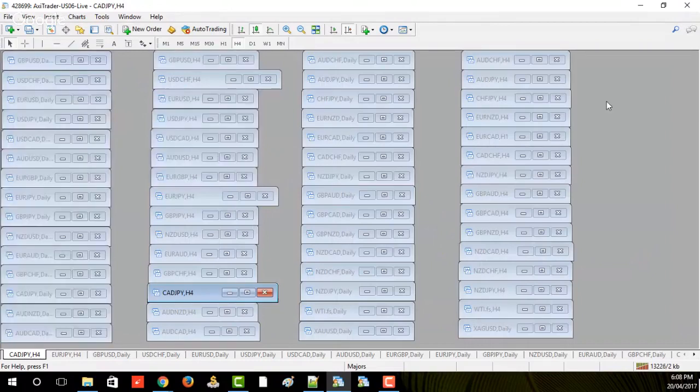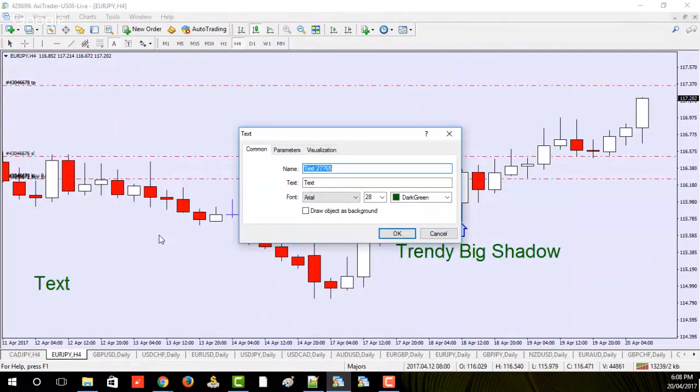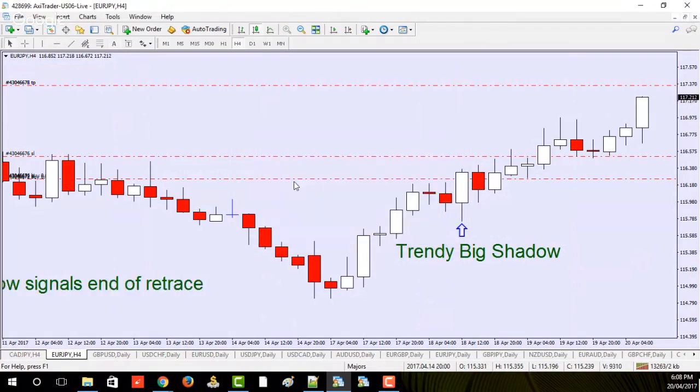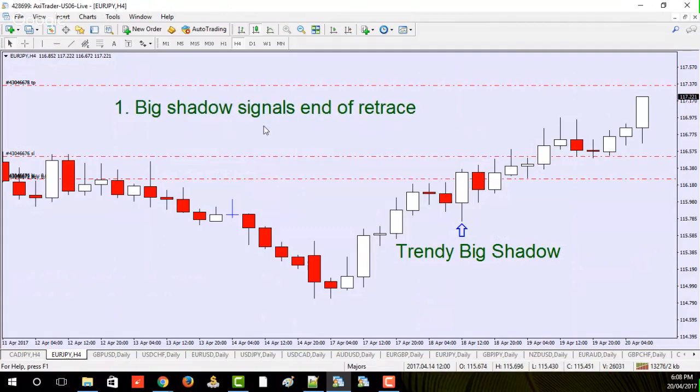Really, what's the key here? Let me put the key elements up here for you. The key elements are that the big shadow signals end of retrace. So while the market always goes through ebbs and flows and high tides and low tides, depending on which analogy you want to use, when the market's trending, well, my target might be hit during this webinar. I thought it would be hit, maybe this week.